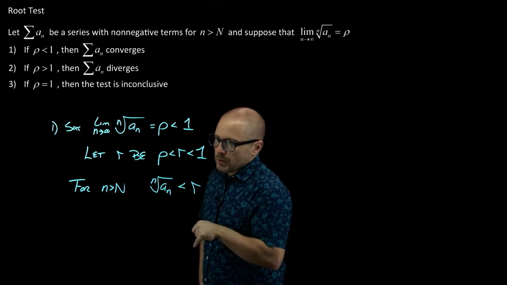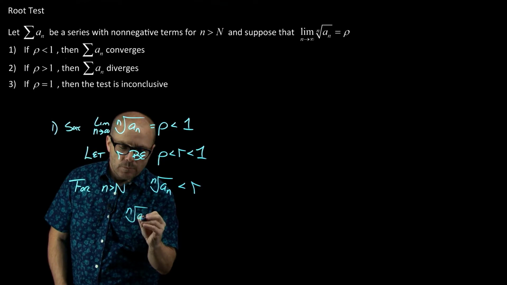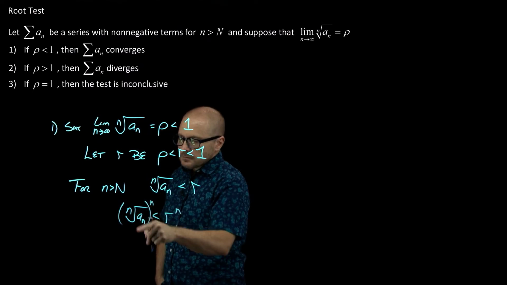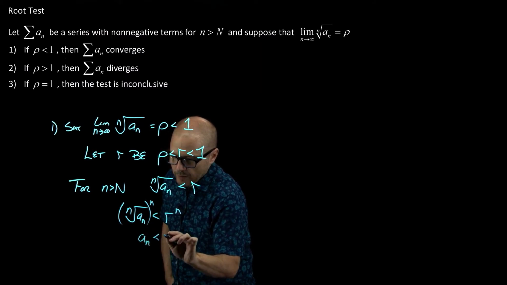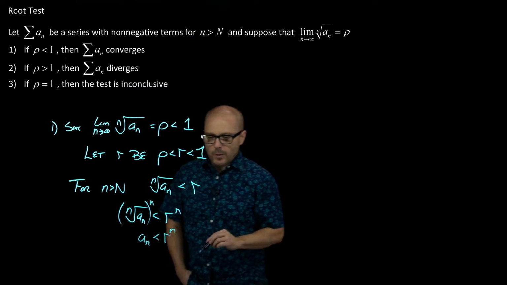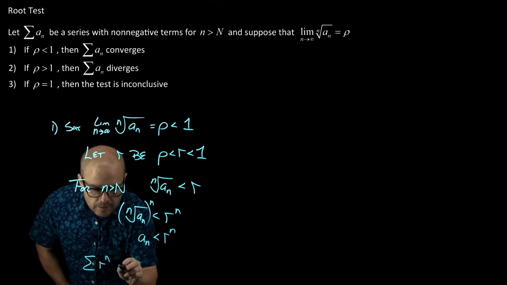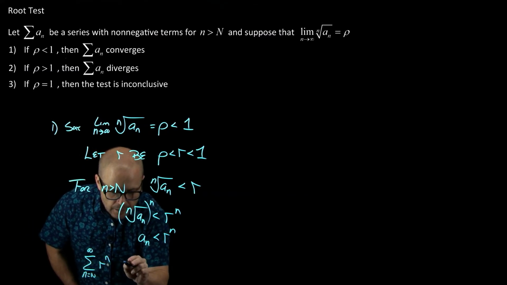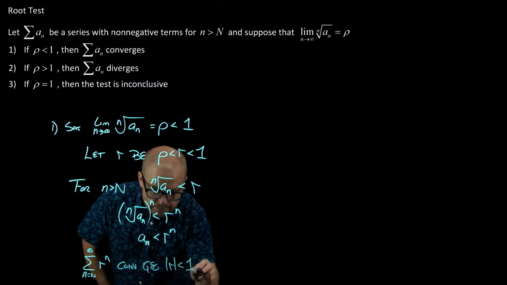Well, now just raise both sides of that statement to the nth power. That means all of my terms at that point are less than r to the n. And r is a number less than 1. So at least from big N to infinity here, we've got a convergent geometric series, right? Absolute value of r is less than 1.